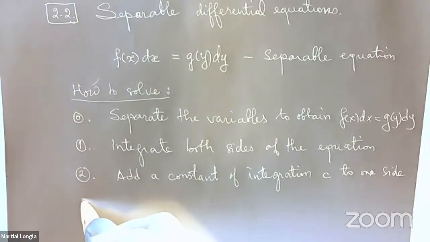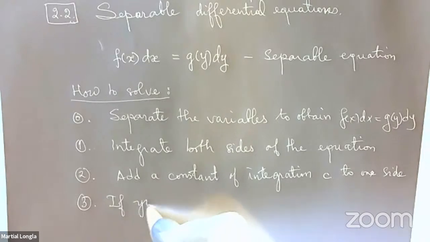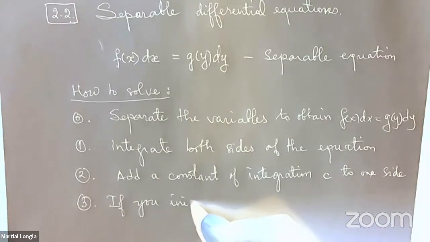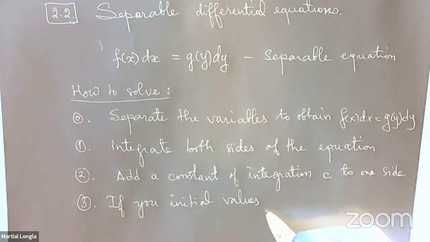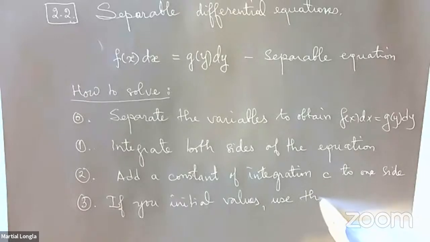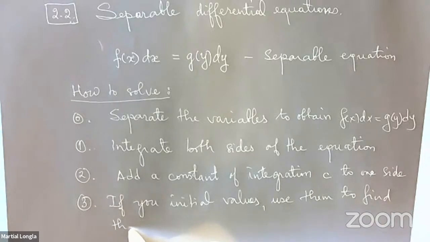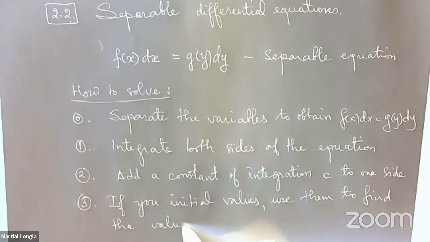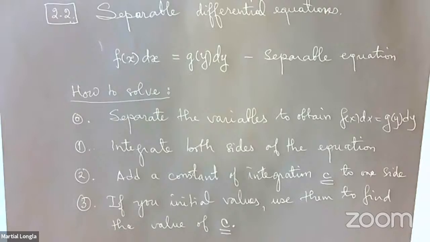And then in the last step, if you have initial values, and this is what most of the time students forget, if you have initial values, use them to find the value of the constant of integration, C being the C that you added to that side. So that's it. These are the 0, 1, 2, 3 things that you need to do when you have a separable equation.